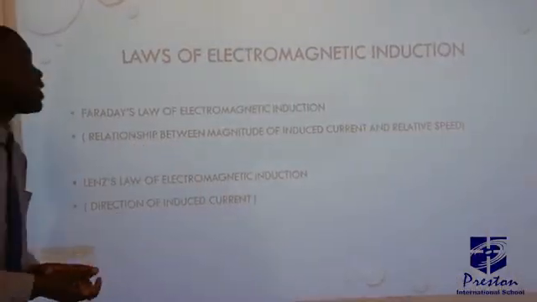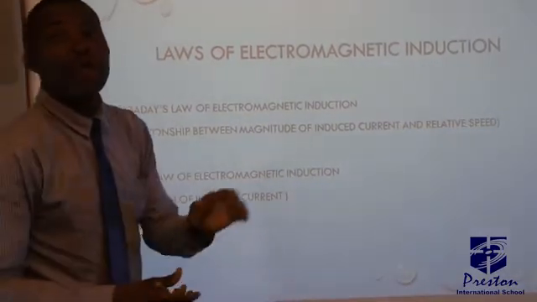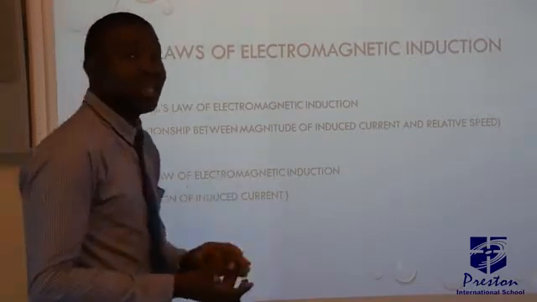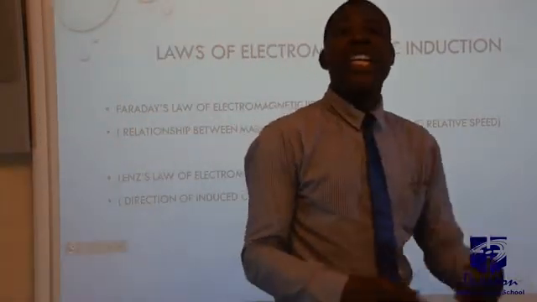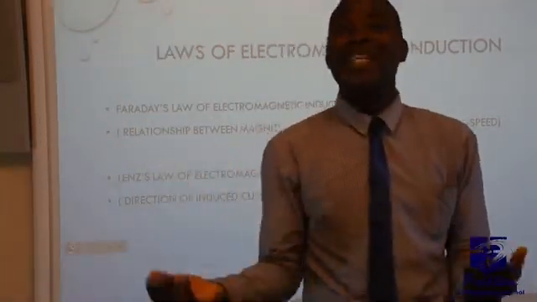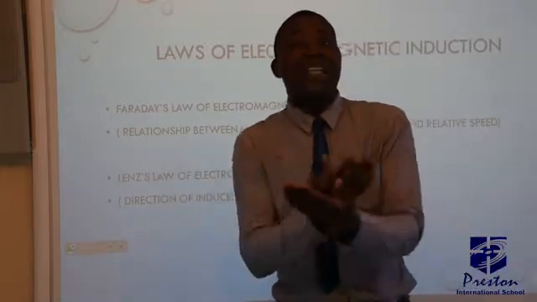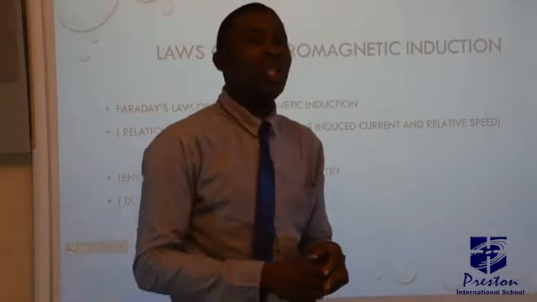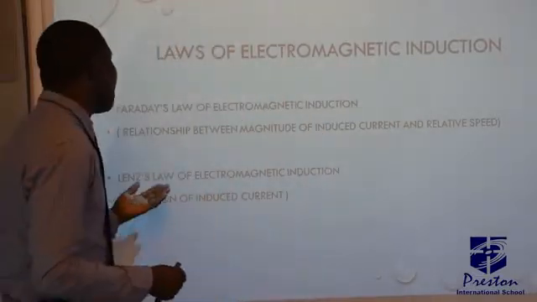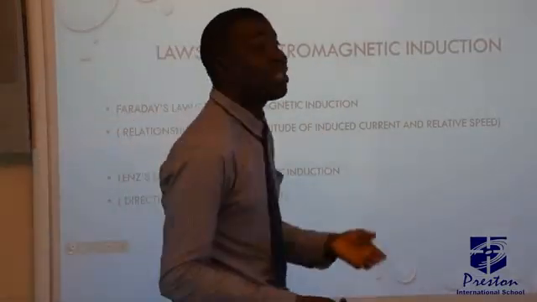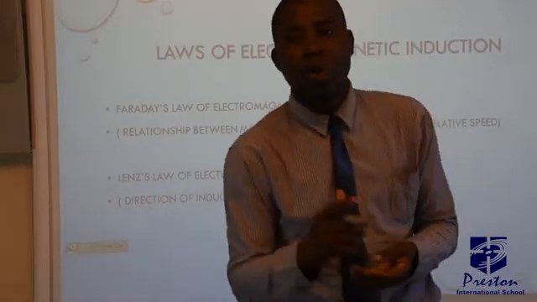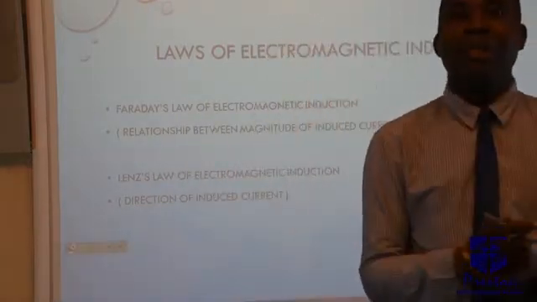Laws of electromagnetic induction. There are two major laws of electromagnetic induction. Number one is Faraday's law of electromagnetic induction. This law tells us that an increase in speed between the magnetic field and the coil will give a large induced current or induced voltage. Now, the other one is Lenz's law of electromagnetic induction. Lenz's law tells us about the direction of the induced current in relation to the magnet.